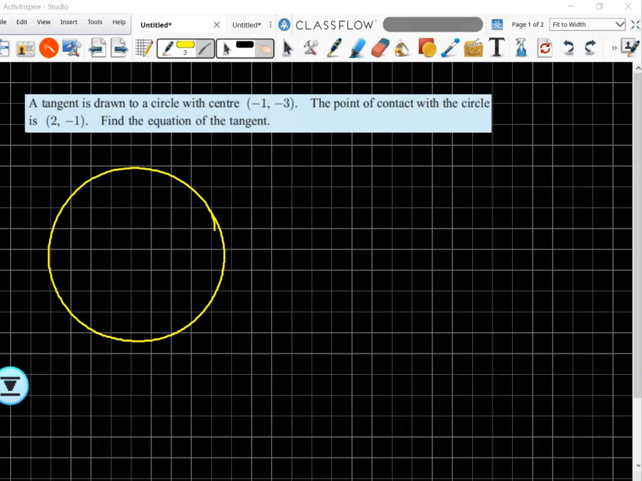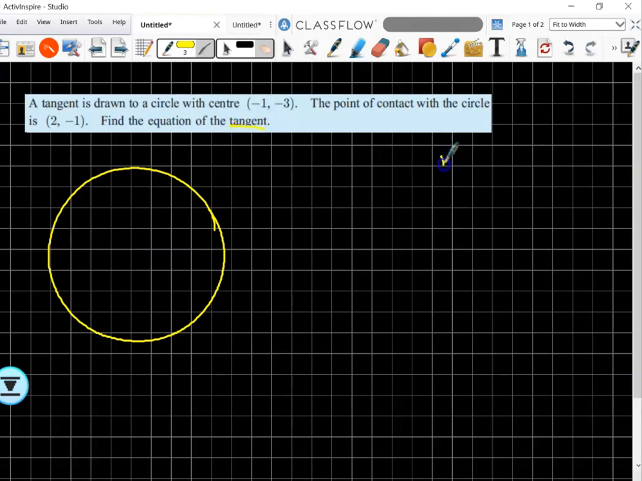A tangent is drawn to a circle with centre (-1, -3). The point of contact with the circle is (2, -1). Find the equation of the tangent. Now, that might be a new word for some of us, tangent, but it's just something that touches.